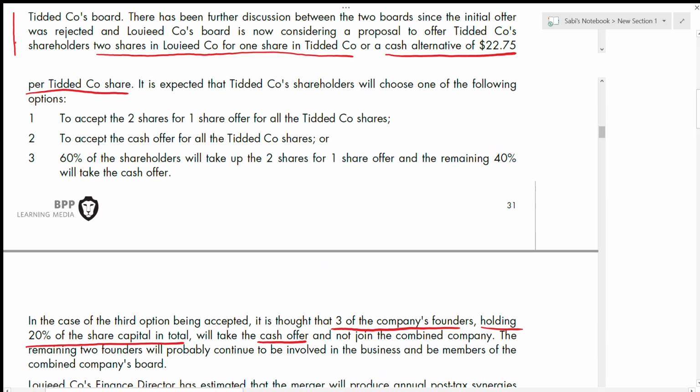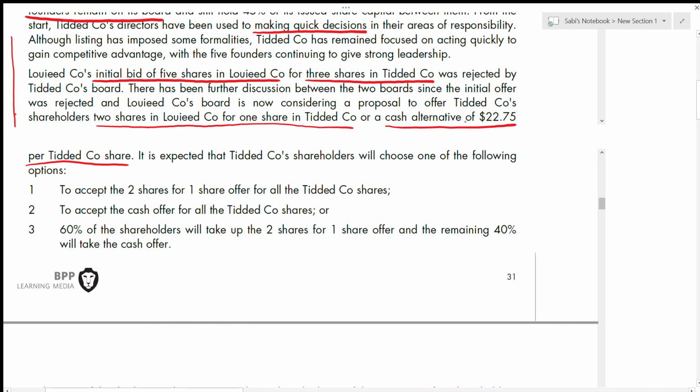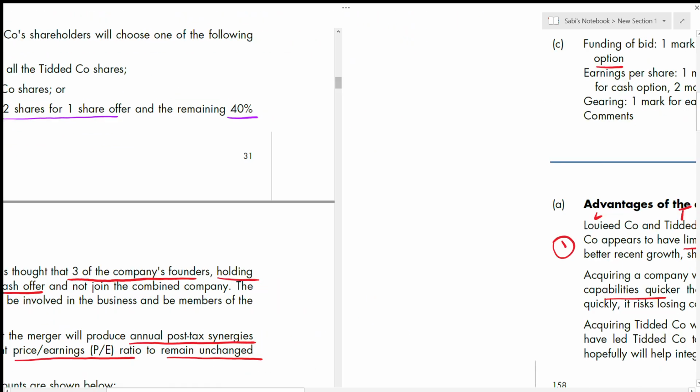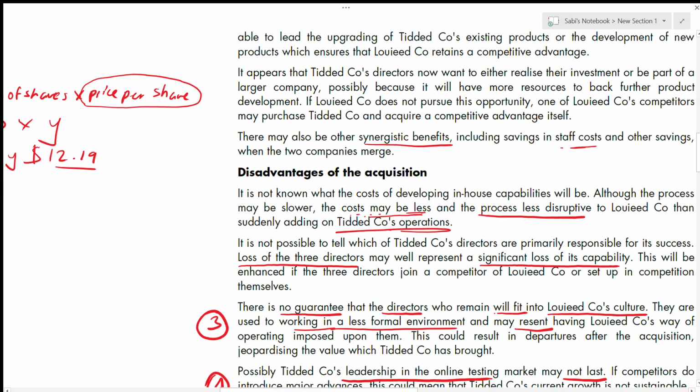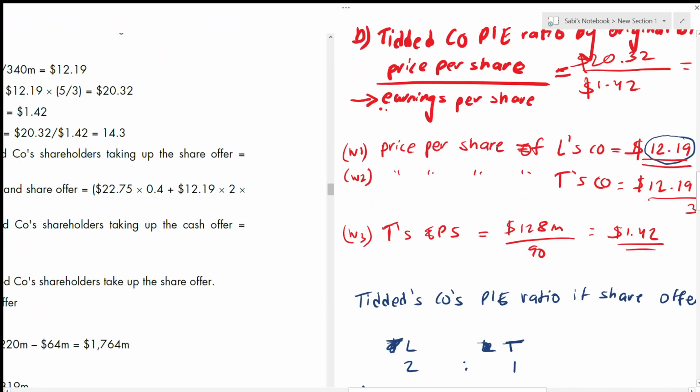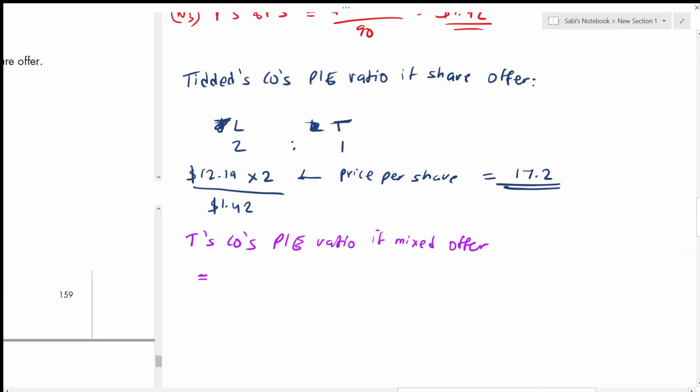Cash alternative of 22.75 per TDED company share. That means for one TDED company share, 22.75. That is for cash. And cash is what? 40% is cash and 60% is share for share, and 40% is cash. So now we have to use that percentage as well, right?